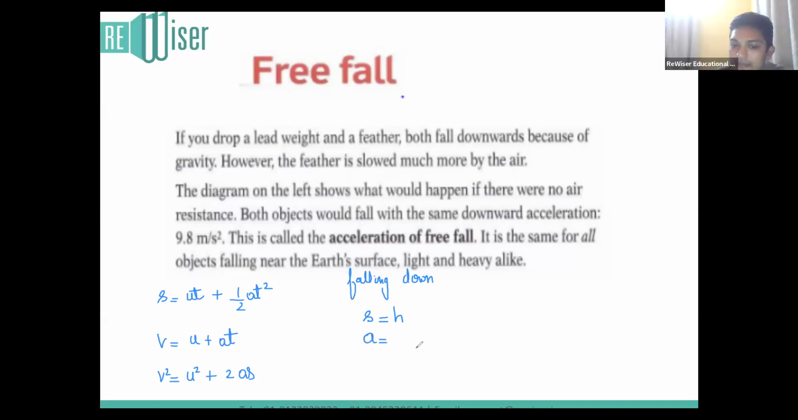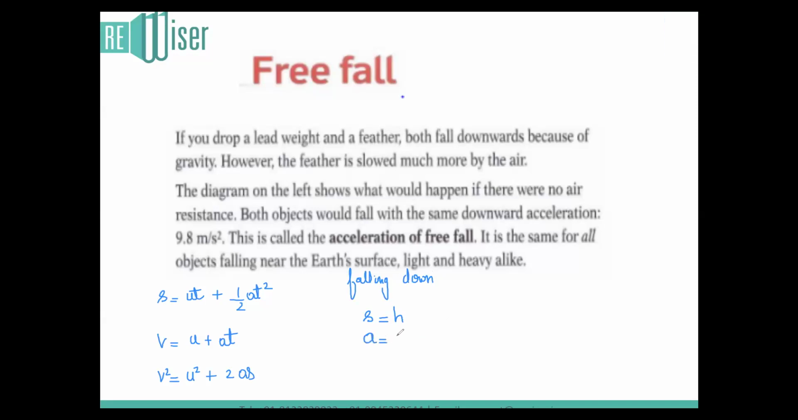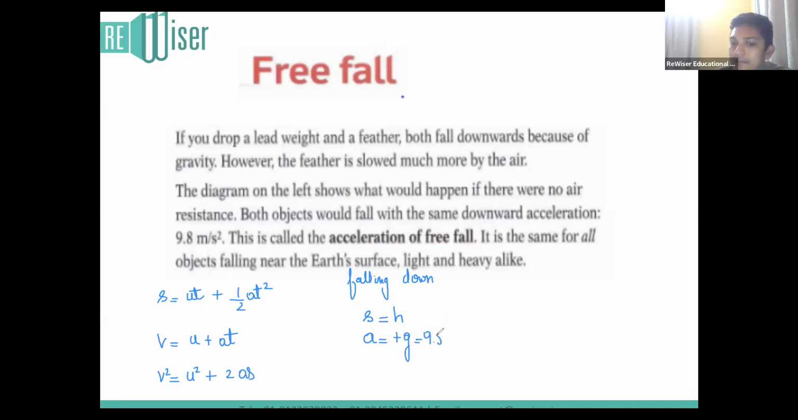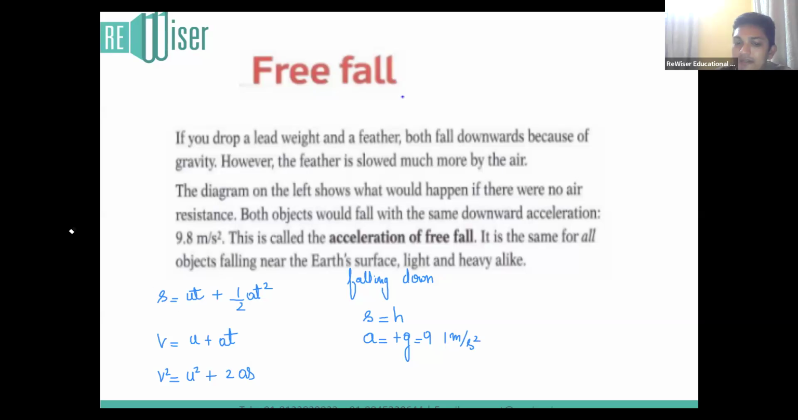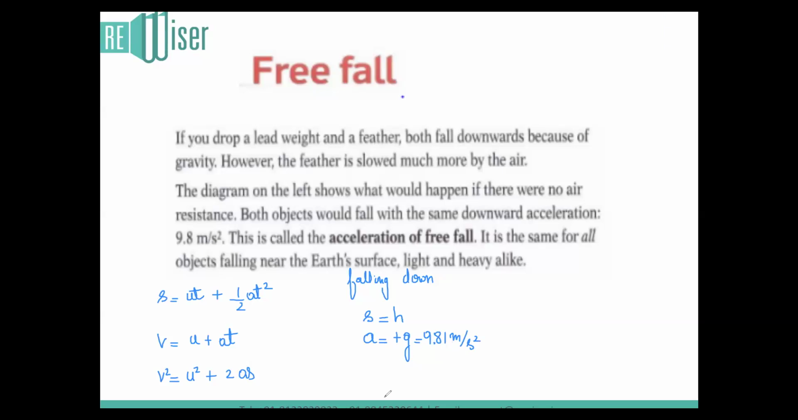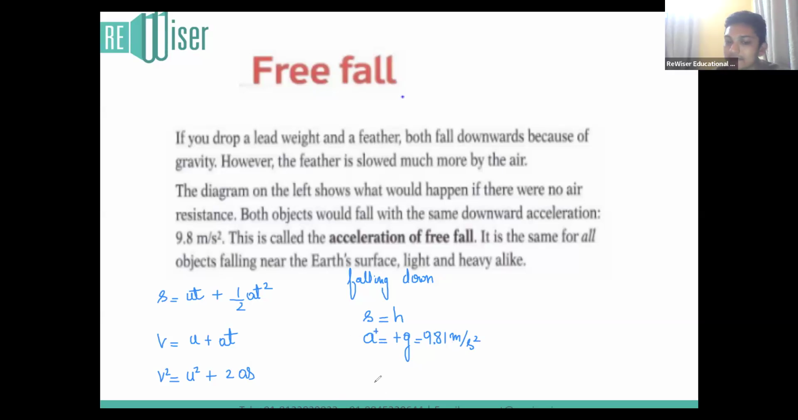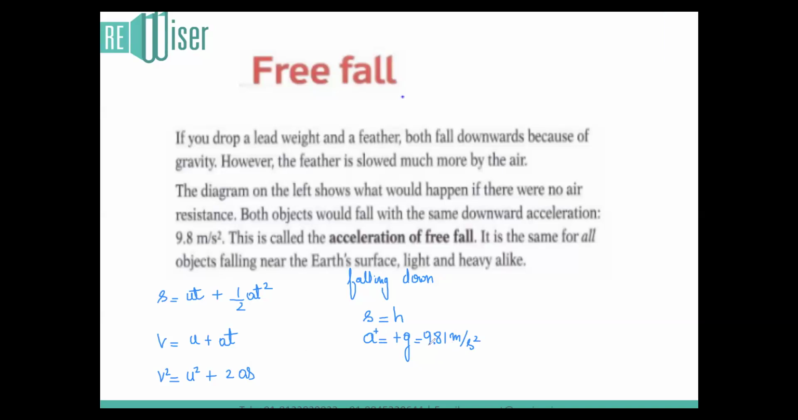Acceleration a will be replaced by acceleration due to gravity g, which is plus 9.81 meter per second square. Every body falling towards Earth will fall with a constant acceleration of 9.81 meter per second square. Remember? So in other words, acceleration is going to be positive. Is that correct? Yes.